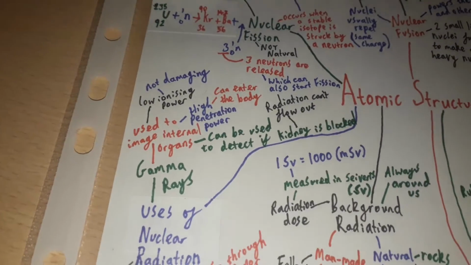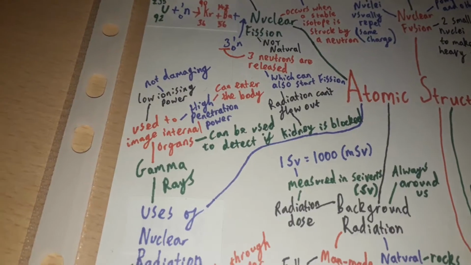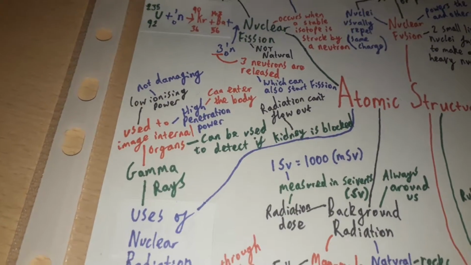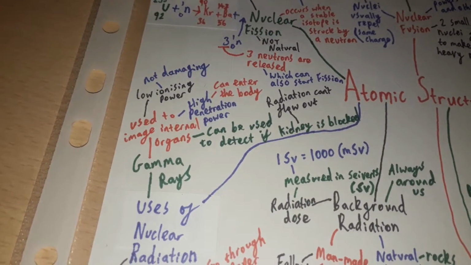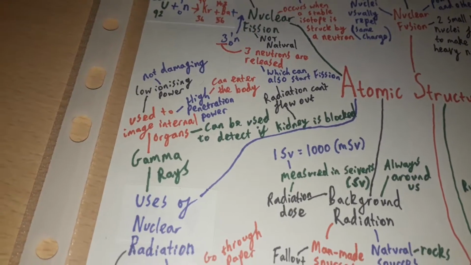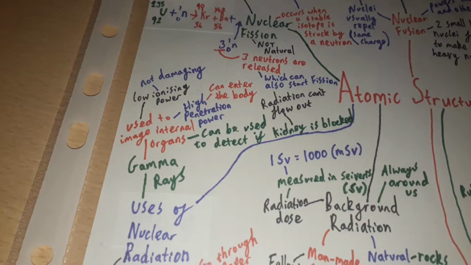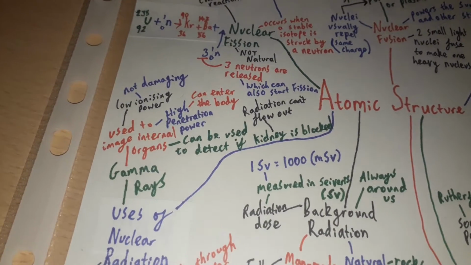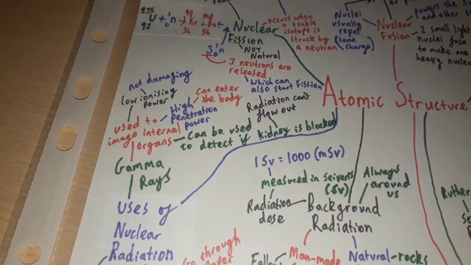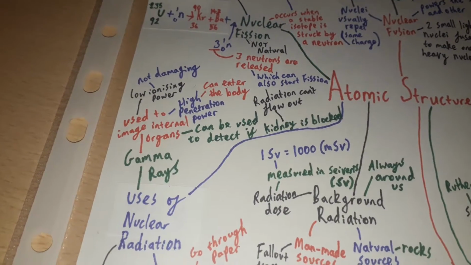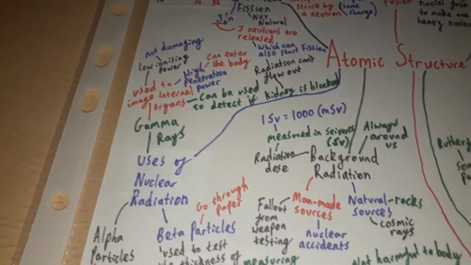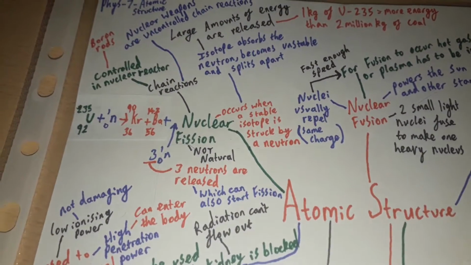So gamma rays are used to image internal organs. And this is because they have a high penetration power, meaning they can enter the body, but also low ionizing power, meaning they're not damaging. And yeah, it can be used to detect if a kidney is blocked, as the radiation won't flow out of it. And that's one way to find out if a kidney is blocked or if other places in the body there is a blockage. So next, let's go over to nuclear fission.